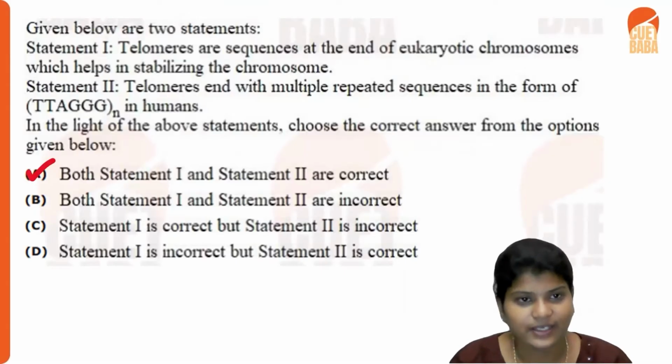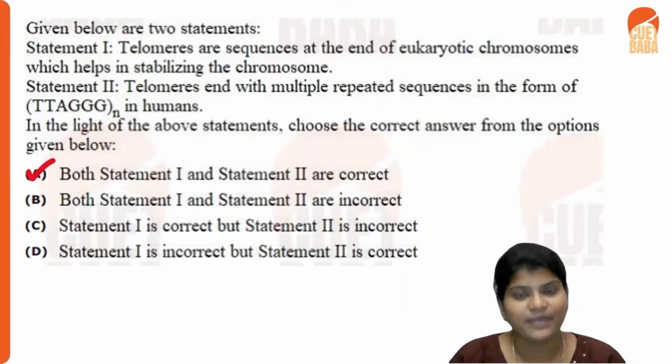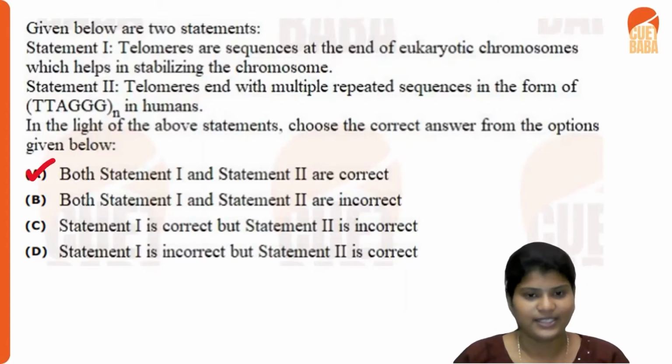Okay. So from this question, both the statements are actually correct. Option A is correct. The telomere, which is at the end of the chromosome, will help to stabilize the chromosome, as well as, at the end, it will have multiple repeats like TTAGGG in humans. So both the statements are correct.